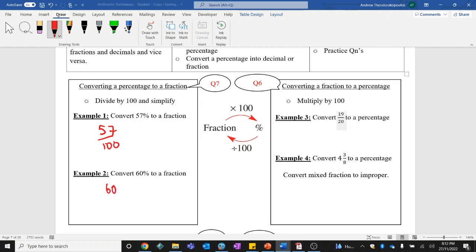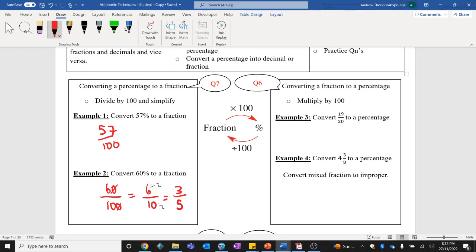Same thing with this one. 60 divided by 100. Usually if I have a 0 on top and a 0 on the bottom, then I can just cross them out. So cross off 1 0 on the top, 1 0 on the bottom. You've got 6 and 10, which simplifies down to 3 and 5. That's because, for those curious, I divided both of these by 2. I halved both the numbers, and that's what got me 3 out of 5.